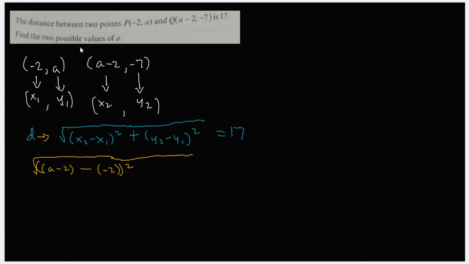This becomes plus. Next, let's proceed to y sub 2. Based on the given here, our y sub 2 is negative 7. So that would be negative 7 minus our y sub 1, which is a, so we can just put a directly. Again, parentheses, that would be squared, is equal to 17. That's it.